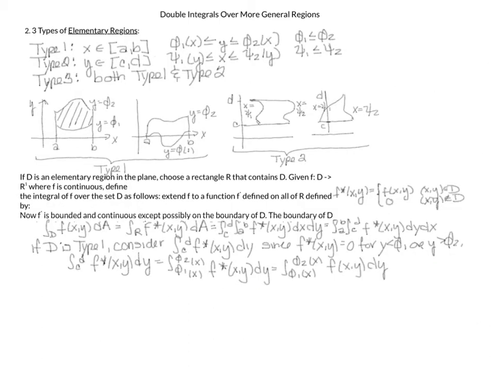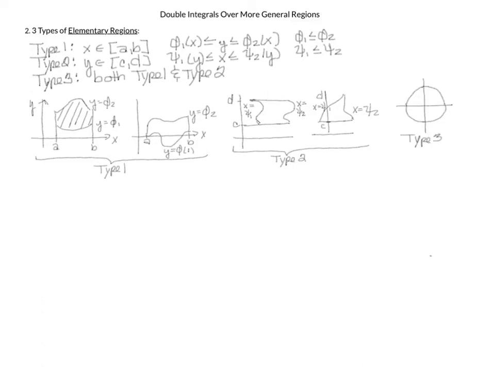Now that you've seen two examples and have an idea of how this works, let's back up a little bit and just talk in general so we can solve all types of problems. The first thing we want to do is look at different types of domains. So right now we're looking in the xy plane. This is what we're integrating over. So there are three types of elementary regions.